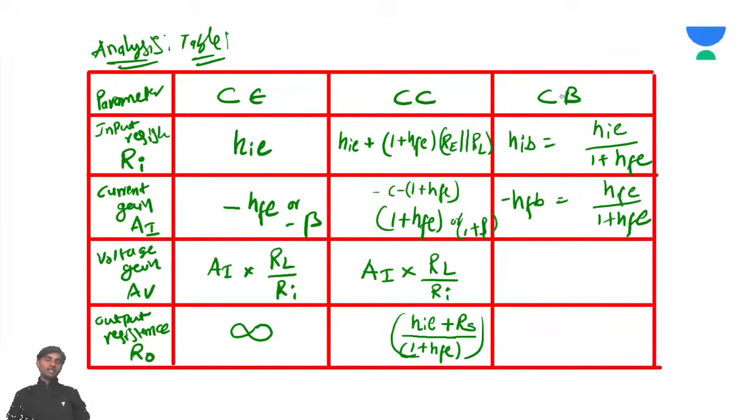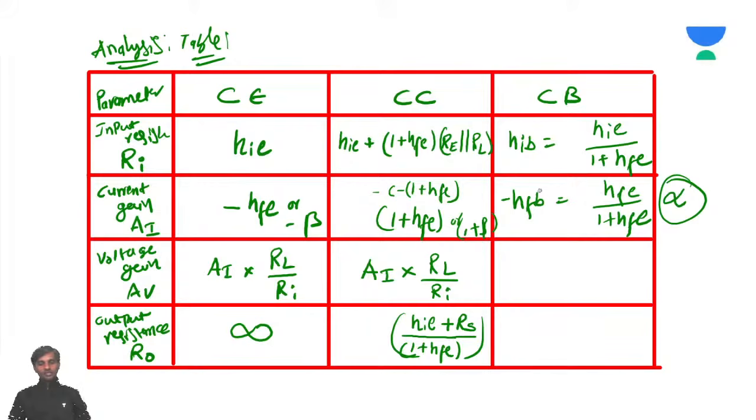But sir, what is the current gain formula? Alpha. Simply alpha. Yes or no? What's the value of alpha? Alpha is less than 1. This is HFE by 1 plus HFE. So if HFE is large, then almost alpha is equal to 1. Yes or no? Almost alpha is equal to 1. So that is the common base current gain.